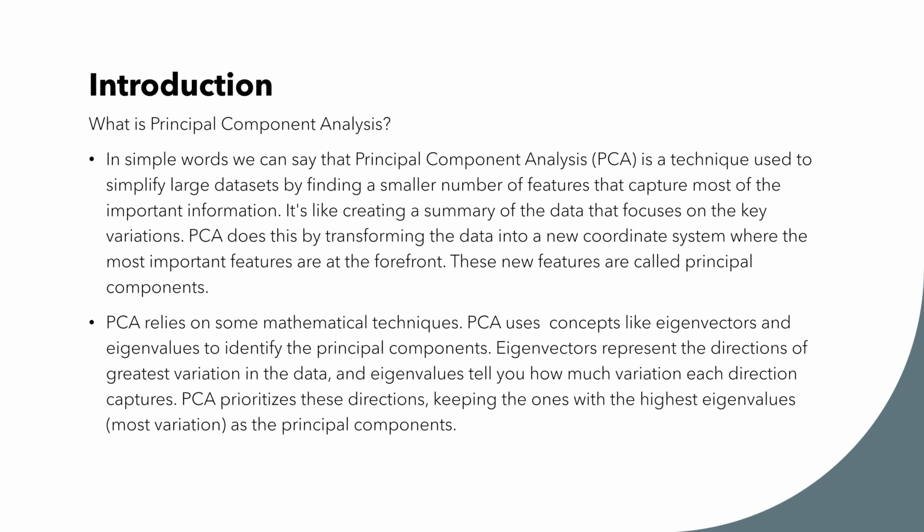PCA relies on mathematical concepts like eigenvectors and eigenvalues. Eigenvectors indicate the directions of greatest variation in the data, while eigenvalues quantify how much variation each direction captures. PCA prioritizes these directions, retaining the ones with the highest eigenvalues, which means most variation, as the principal components. So we'll see the uses of PCA now.